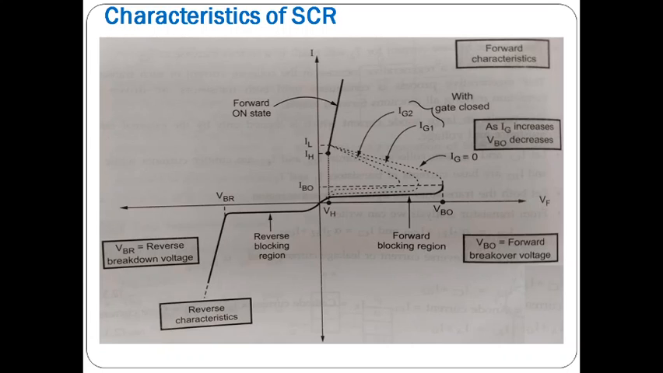In the forward bias you can observe VBO, IL, IH. So when IG current increases, breakover voltage decreases. That means when we apply gate bias, the gate current increases, and we require less voltage to turn on the SCR. That means the breakover voltage will be decreased.